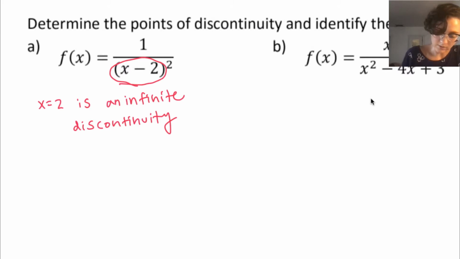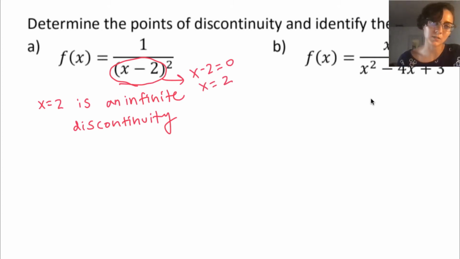So we also could have solved this by saying, alright, that's when x minus 2 equals 0, when the denominator equals 0, and then when we solve for that, that's how I got x equals 2, just in case you were confused. So you can always just set the denominator equal to 0.